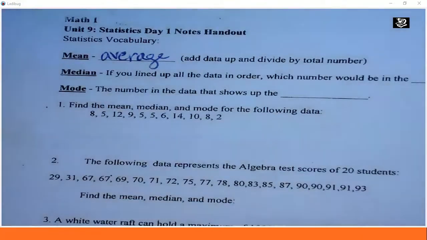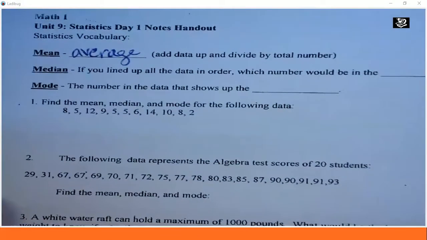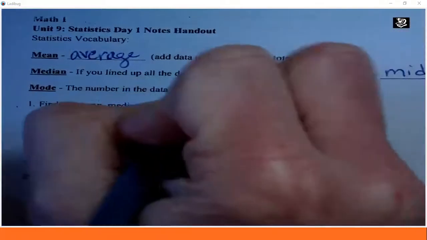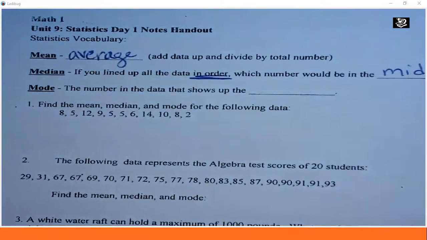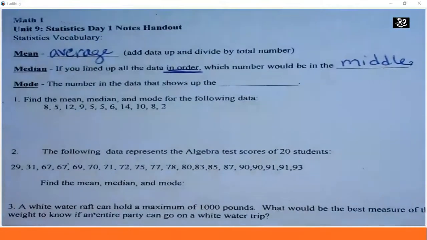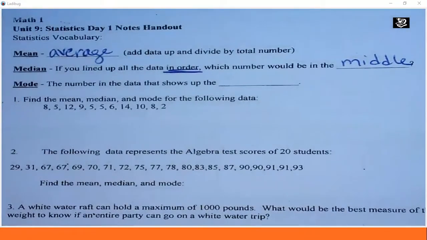Median. What is the median? Anybody remember that one? The middle. All right. The biggest thing to remember about the median is the data has to be in order from smallest to largest. And the median is the number in the middle. When you are driving down a highway, what's the thing called in the middle of the highway? The median, all right? The thing in the middle of the highway, that concrete thing, or sometimes it just has a guardrail, that's called the median.